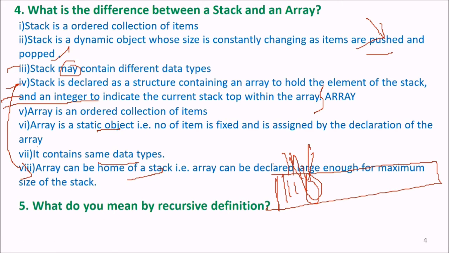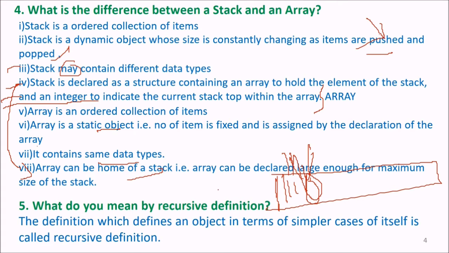What do you mean by recursive definition? Recursive definition is the idea of decomposing a problem into several subproblems, where the subproblem is of its own kind. So the definition which defines an object in terms of simpler cases of itself is called the recursive definition.